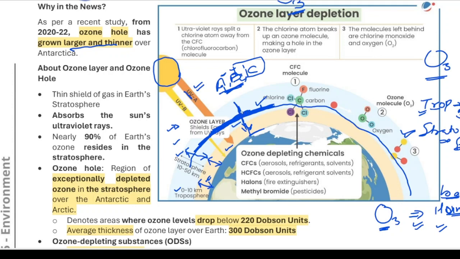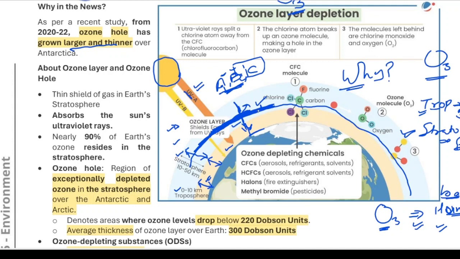So what is happening, due to global warming and some other gases that human activity is using, is that the ozone layer's thickness is decreasing. This reduction in thickness is called the ozone hole in the stratosphere. Okay, so the next question is, why is this ozone depletion or ozone hole being created?